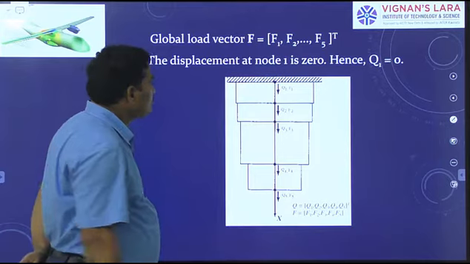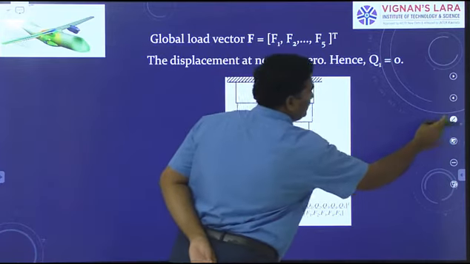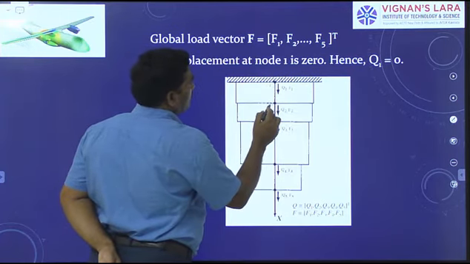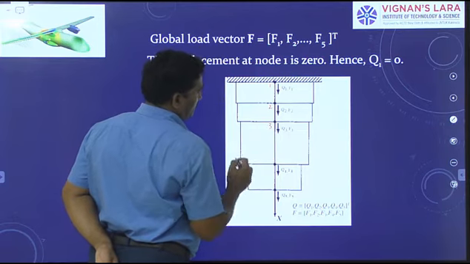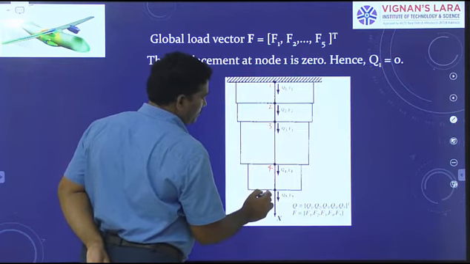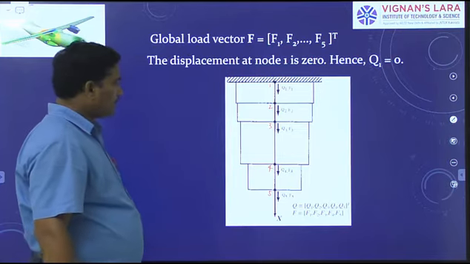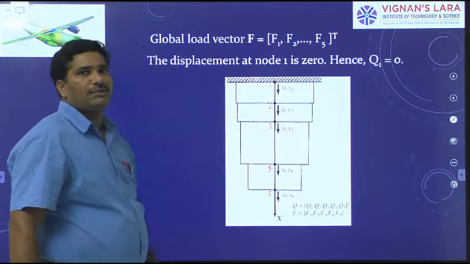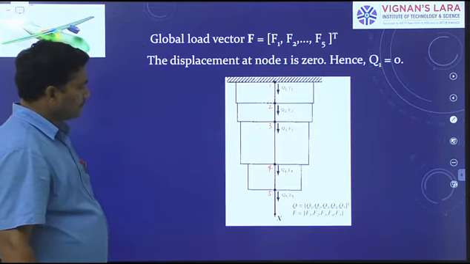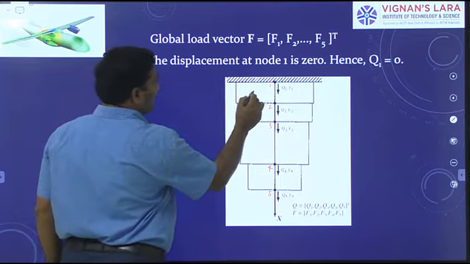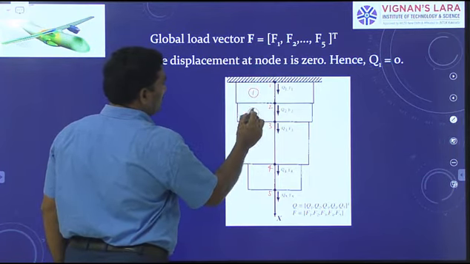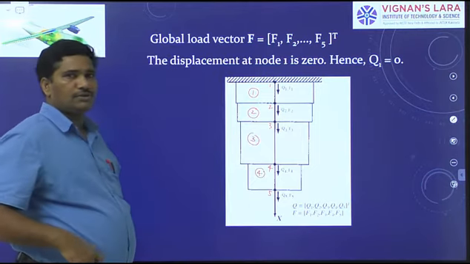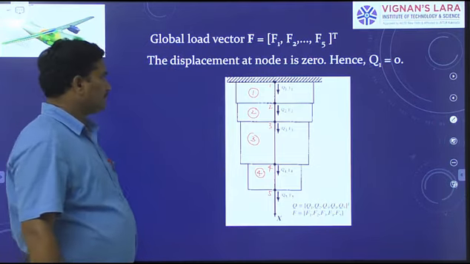Now, if you observe the displacements of the nodes, see here. This is node 1. This is node 2. This is node 3. This is node 4. This is node 5. What does this represent? This represents a domain. The entire stepped bar represents a domain. Now, this is finite element 1. This is finite element 2. This is 3. This is 4. So 4 subdomains are there.